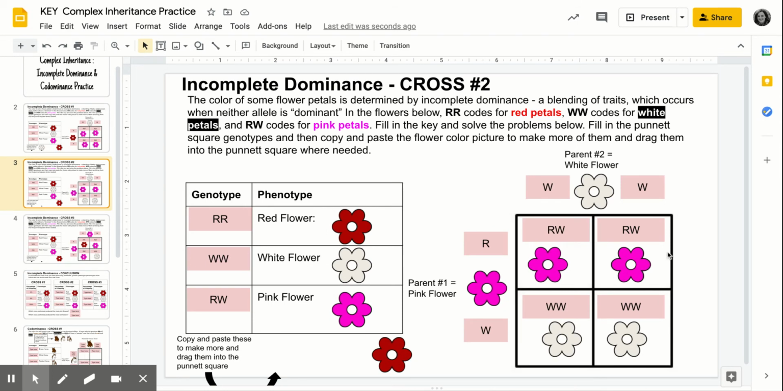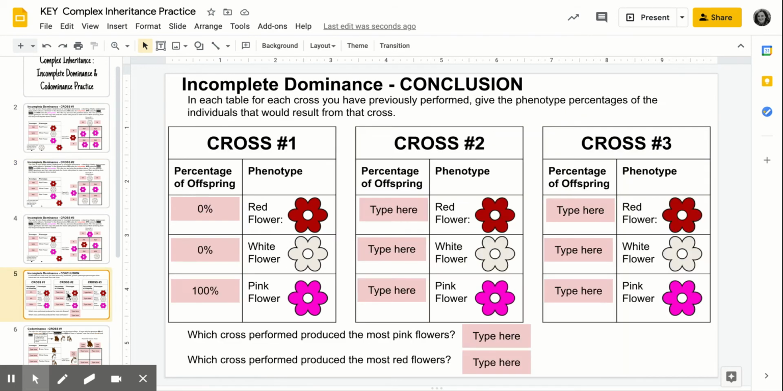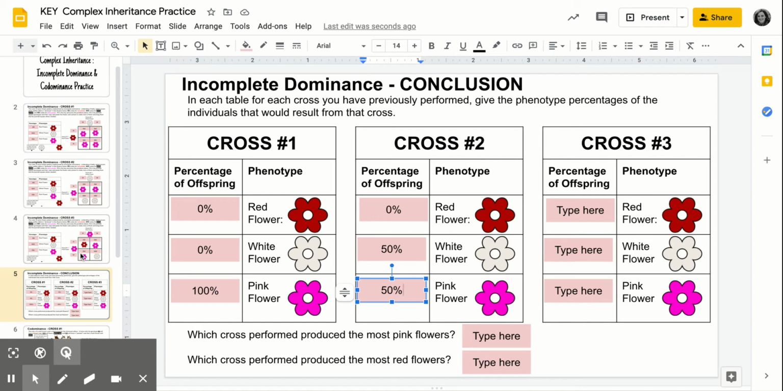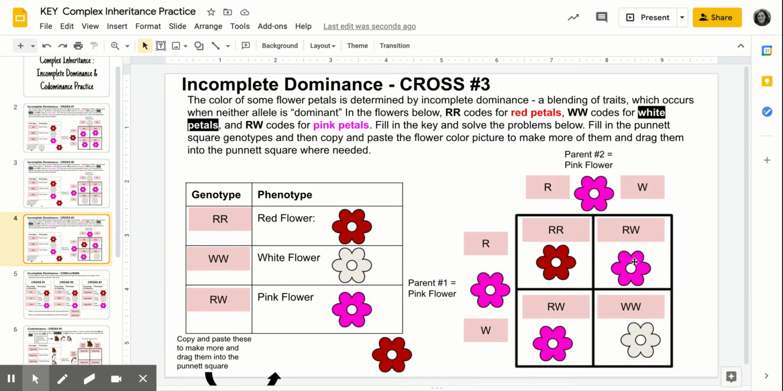Cross 2 had 0% red offspring, 50% pink, and 50% white. So 0%, 50% white, and 50% pink. All right. Percentage of the offspring for cross 3. We have 50% pink, we have 25% red, and we have 25% white.